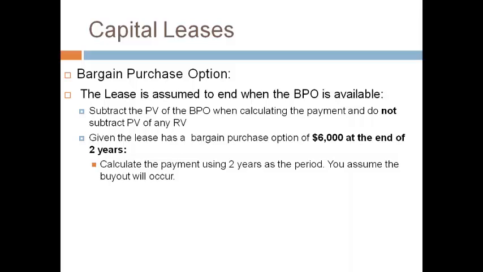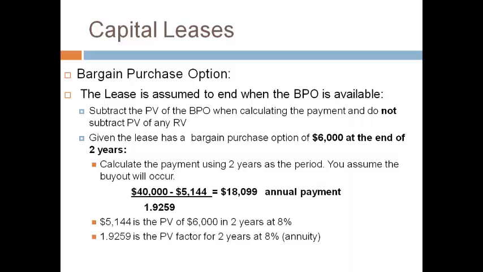Using our example of leasing an asset with a cost of $40,000 for 4 years at 8%, let's add a bargain purchase option for a payment of $6,000 at the end of year 2. The lease is accounted for as a 2-year lease, and the present value of the bargain purchase option is subtracted when computing the payment. The payment is higher because the total cost of the asset will be paid for in 2 years.